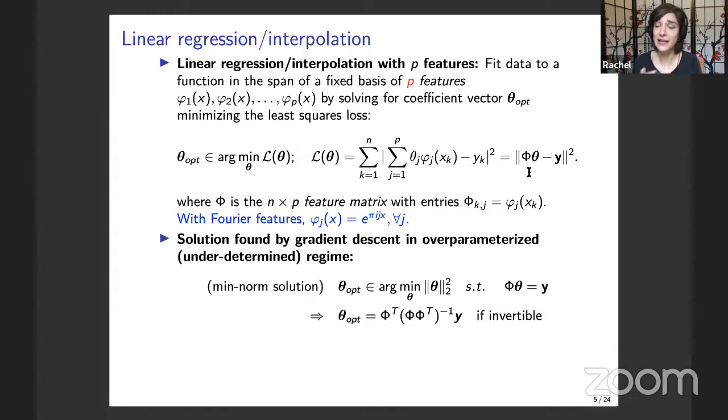And as it turns out, in the linear regression or linear interpolation setting where the features are fixed, we know the implicit bias of gradient descent. It's a well-established thing. The implicit bias of gradient descent for linear regression or interpolation is just towards the solution, the parameter vector solution theta of minimal L2 norm, which fits the data exactly. So we have an exact expression for this minimal L2 norm solution in terms of the pseudo-inverse of the feature matrix phi.